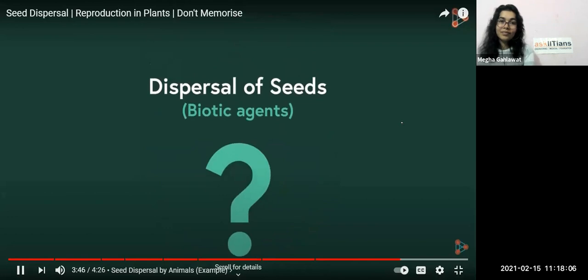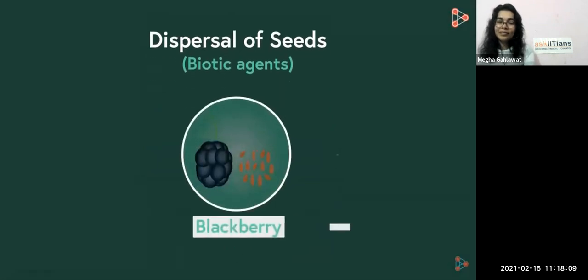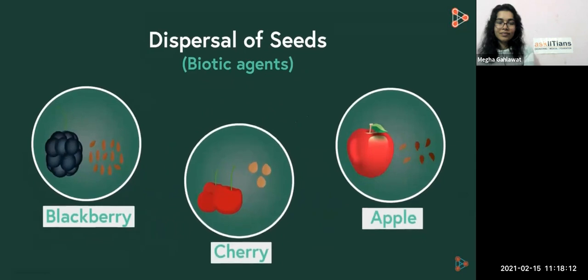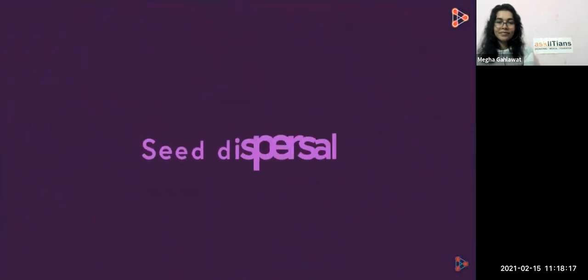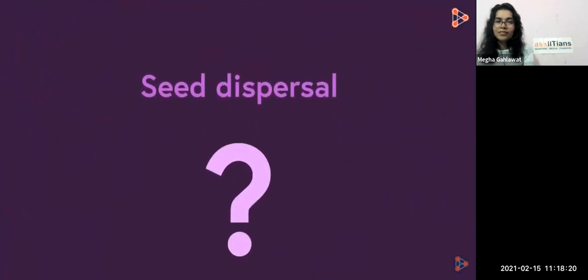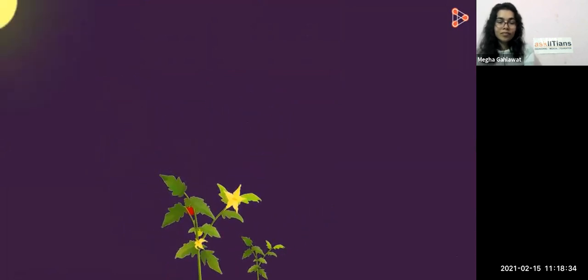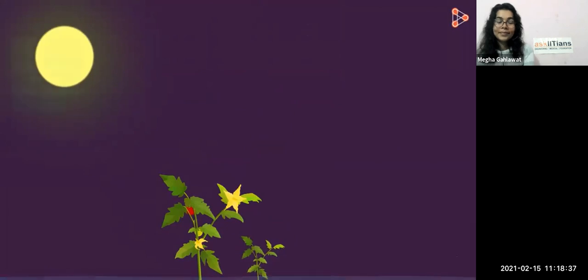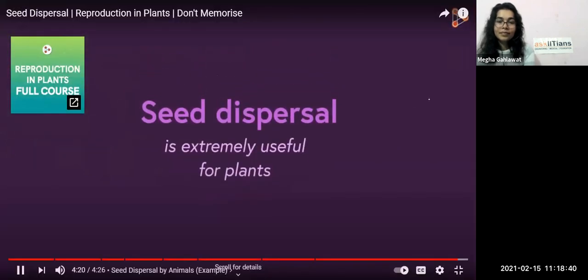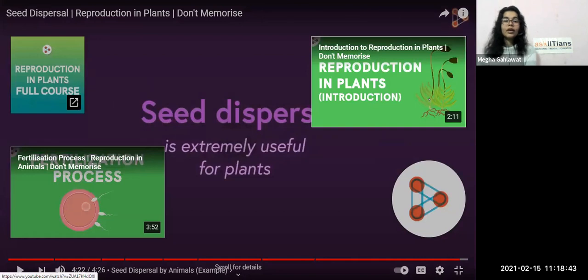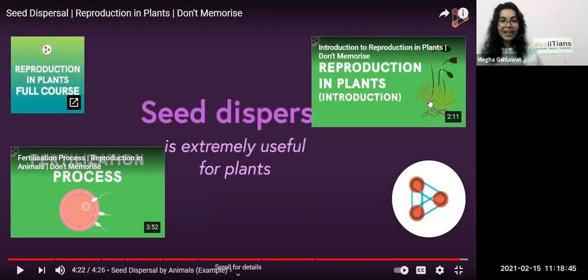Can you name some seeds which belong to this category? Blackberry, cherry, apple, and so many pulpy fruits have seeds that are dispersed by animals. Now tell me, why do we need this dispersal process? I mean, what will happen if the seeds from the parent plant get planted near it? Being near the parent plant would severely affect the growth and development of both the plants. And why so? The two will start competing for sunlight and water. That is the reason why seed dispersal is extremely useful for plants. I really hope that everything's clear, okay?